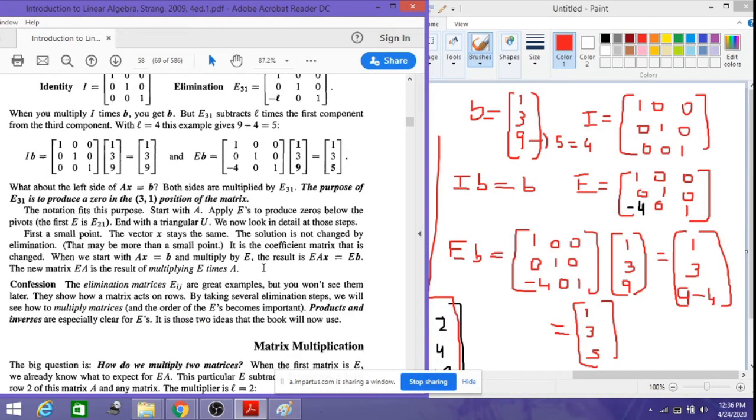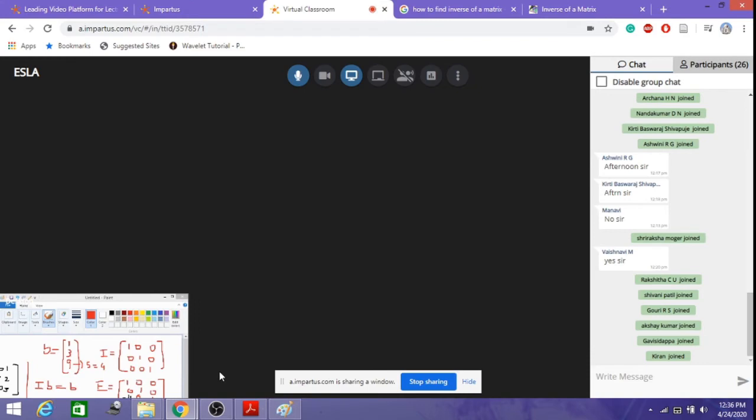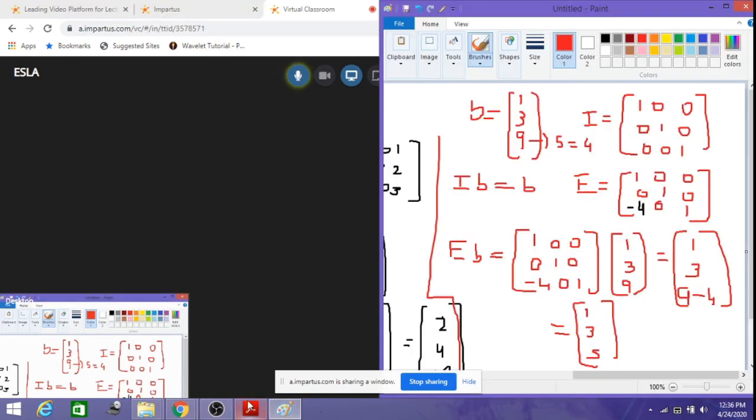So I have to place a non-zero value, or a multiplier value, in the position where I want to remove it. So this is the trick to create this elimination matrix. The elimination matrix has to be generated based on the requirement by substituting the multiplying factor. Hope you all have understood this.